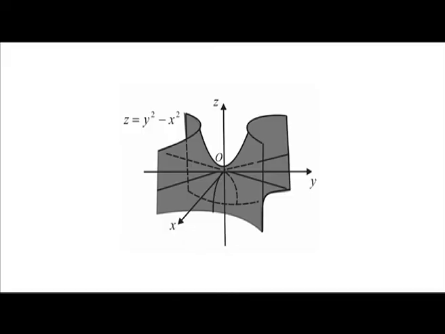As an example, the level curves of the function f(x, y) = y² − x² have equations of the form y² − x² = k.